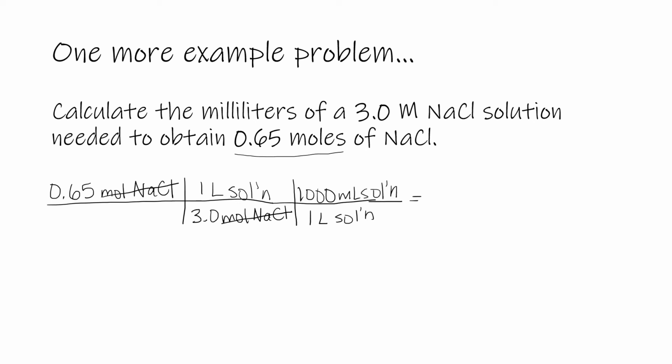Okay, so now we can just solve this problem. Our liters will cancel. So we take 0.65 times 1,000 divided by 3, and we get an answer of 216.7 milliliters of sodium chloride solution. We need to round it to significant figures. The lowest measured significant figures is 2, so we need to round this answer to 2 significant figures. So it becomes 220 milliliters of our sodium chloride solution.